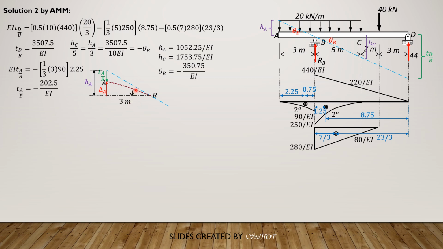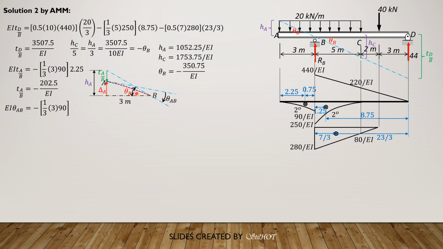So this is theta B, and the tangent at A is the tangent line through A, and therefore this is theta from A to B, which is clockwise because the area is negative. So that's theta AB, and EI theta AB is the area, which is negative 1/3 of 3 times 90 over EI, so negative 90 over EI, and 90 over EI compared to theta B is less, considering absolute value.